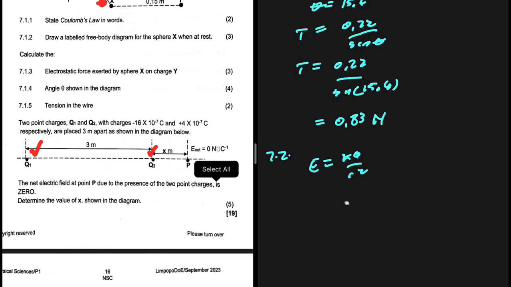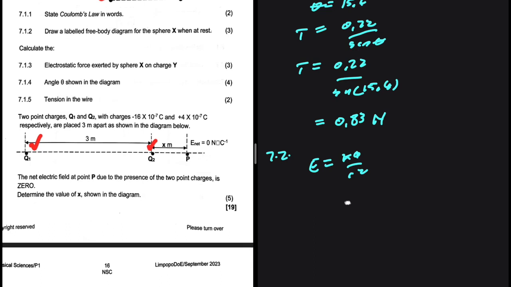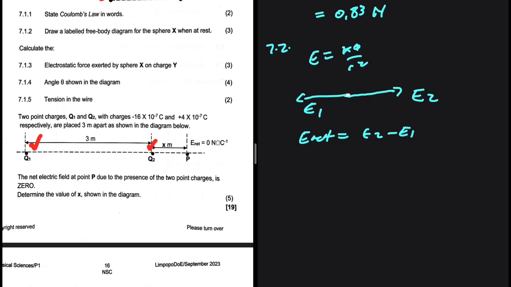We will assume that at point P, there's a positive charge. So Q2 is positive, which means that Q2 is pushing a charge at point P away. So let's call this E2, as it is an electric field due to charge Q2. And at Q1, we have a negative charge. If we are assuming that P is positive, then we're going to have E1 in that direction. So E net will be equal to E2 minus E1. We know that E net is 0. So basically, E1 is equal to E2.